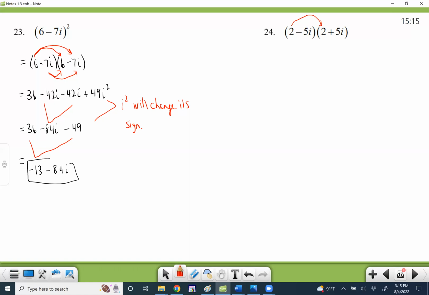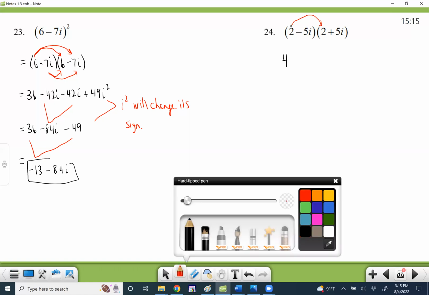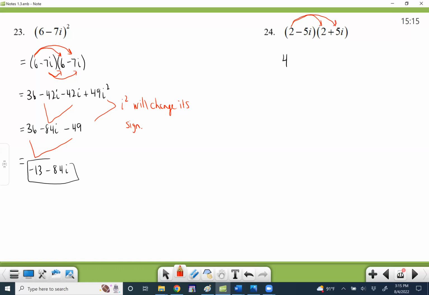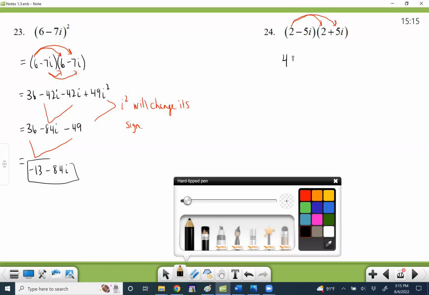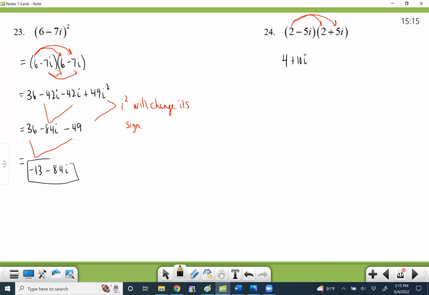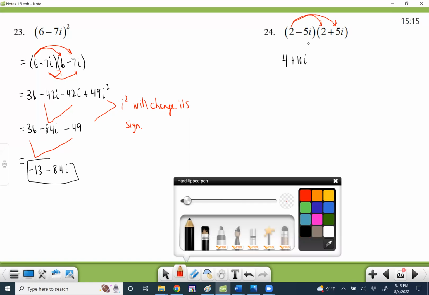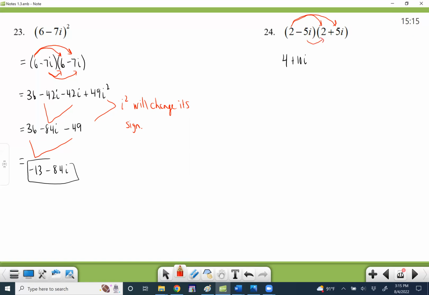So we got 2 times 2. Got 2 times 5i. 2 times 5 is 10i. Got negative 5i times 2. So negative 5 times positive 2. Negative times a positive is a negative.